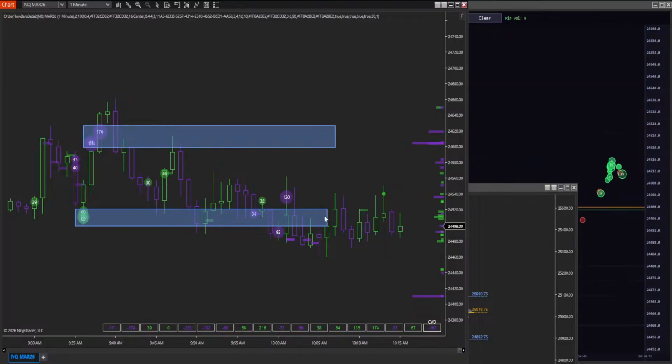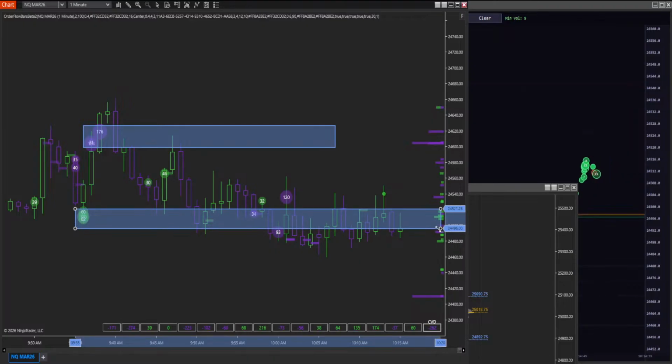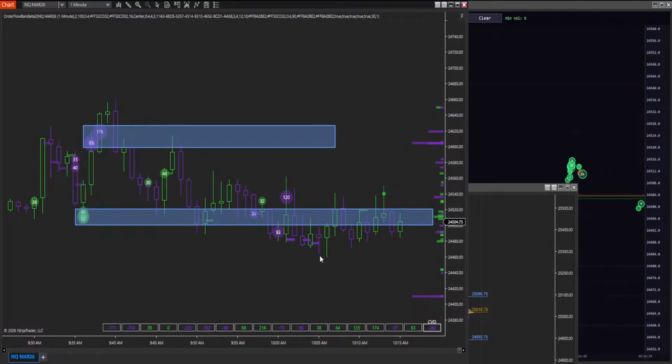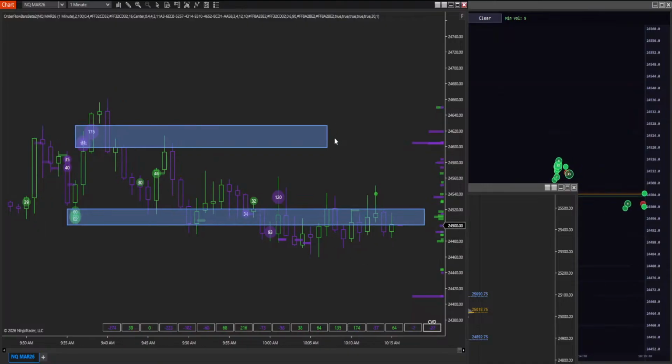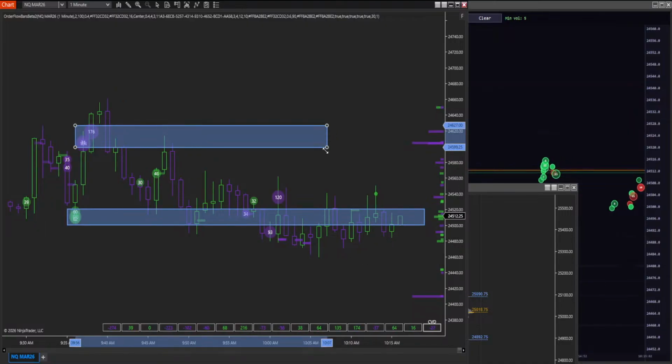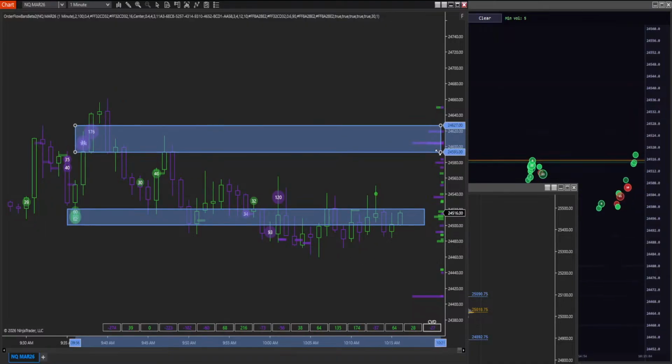We got those large buyers right there. They're holding that area. We ran down here. We got these large sellers up in this area right here. They're going to defend that. As you can see here, when I was in this trade, we came up here and we just kind of trickled back down.